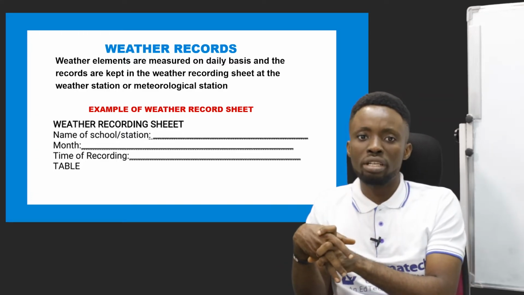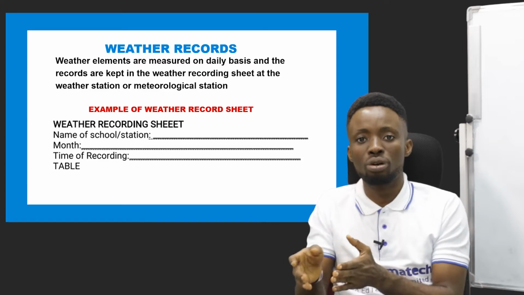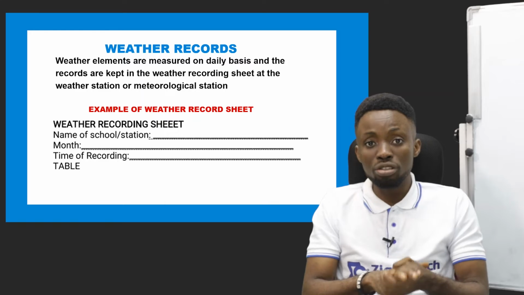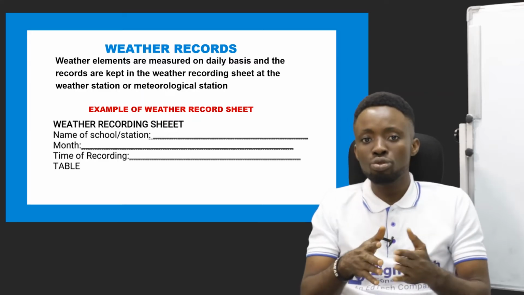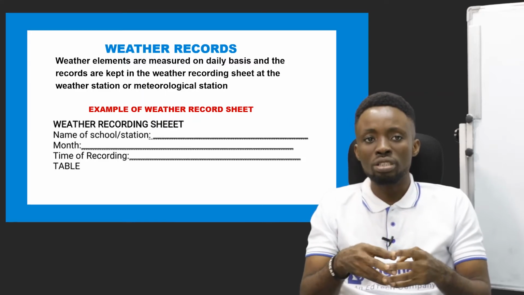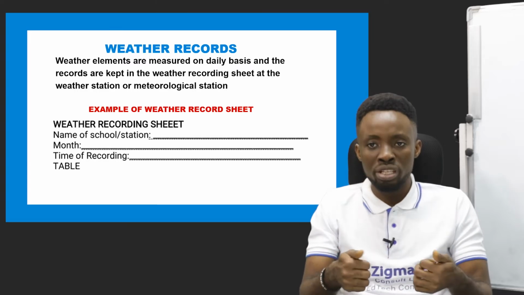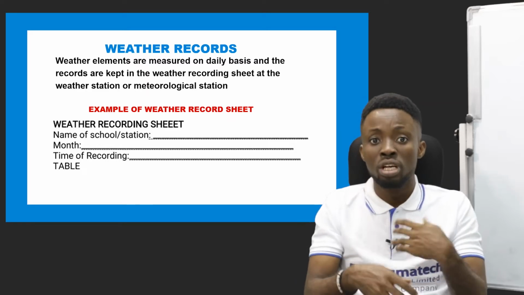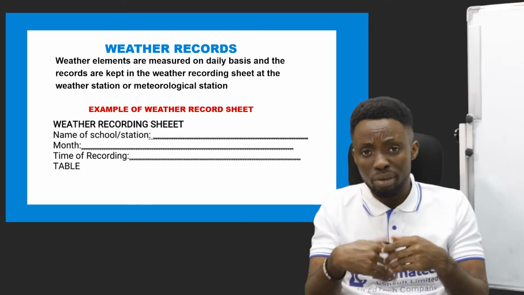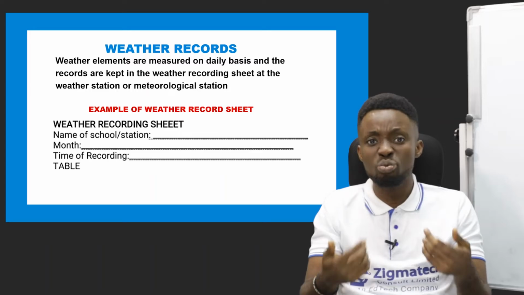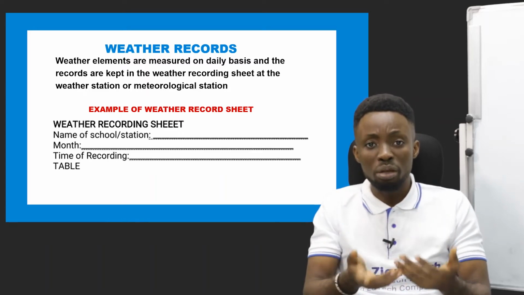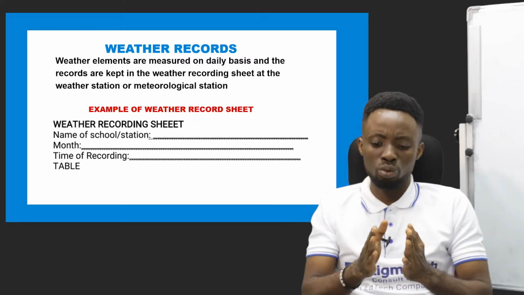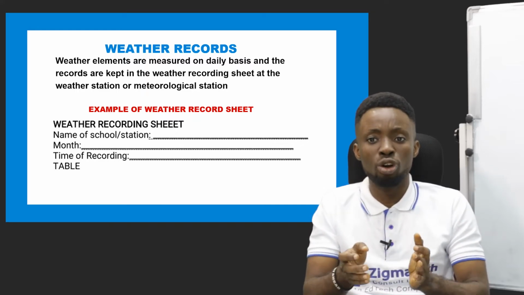Now, these weather elements are measured with what we call weather records. If you go to a meteorological station or to schools where they have these records, they are kept on a daily basis. They are used to measure some of these elements we have mentioned, like the amount of sunshine, the amount of rainfall, the direction and speed of wind, and the atmospheric pressure of that particular place. And in the weather record, we have what we call the weather record sheet.